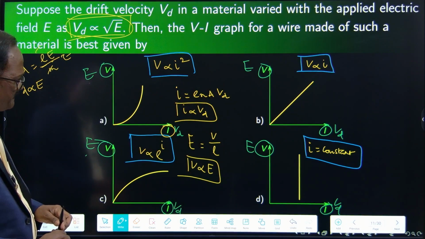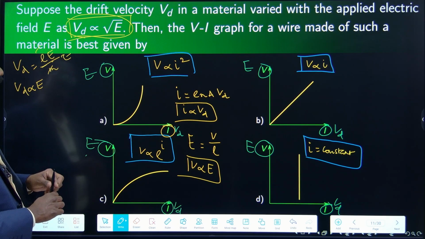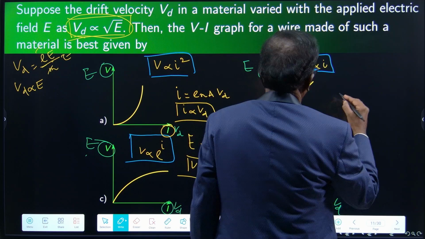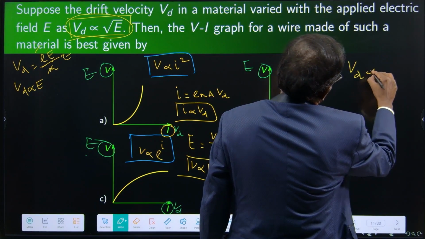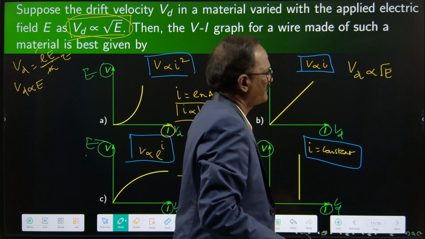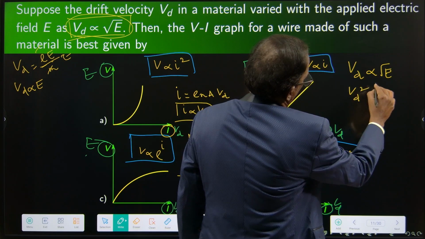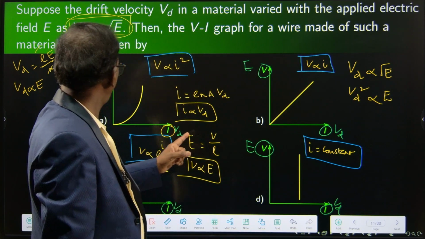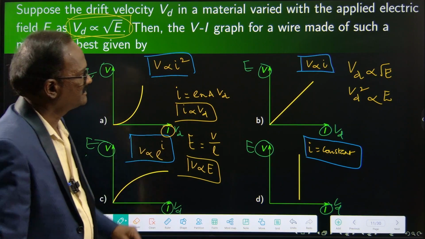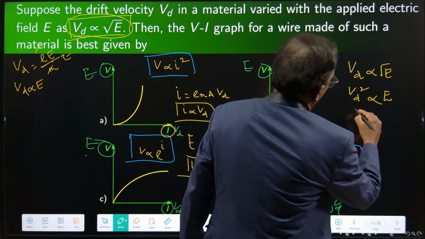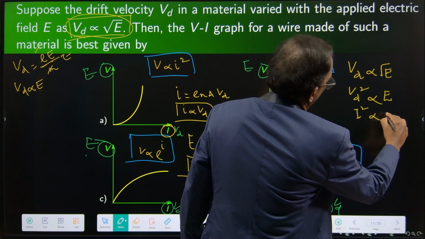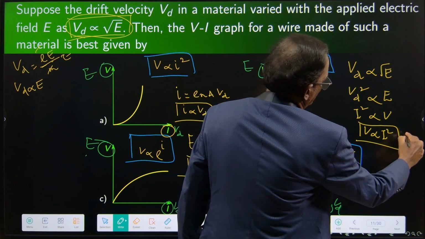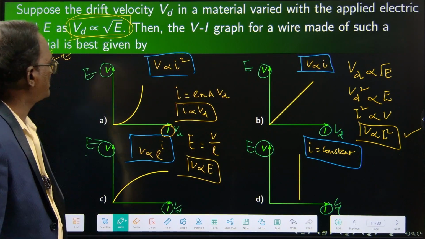What we have developed: Vd is proportional to root E. This is the condition we are given. Vd is proportional to square root E. Let me square both sides: Vd square is proportional to E. Instead of Vd, what we have in the given example is I, so this is I square. Instead of E, this is V. So V must be proportional to I square. That is the correct answer, V proportional to I square.